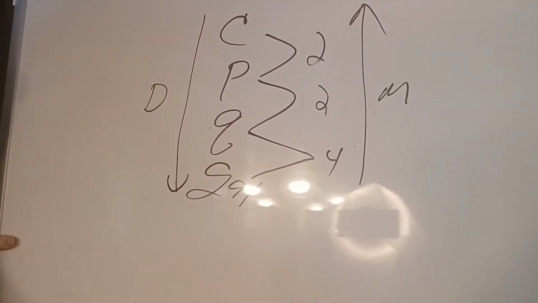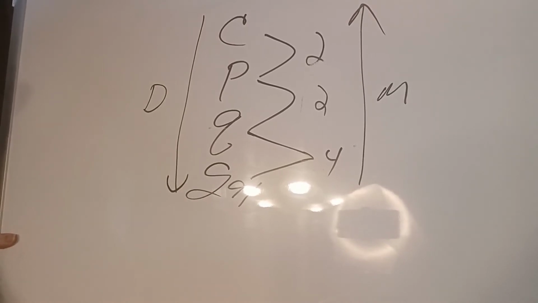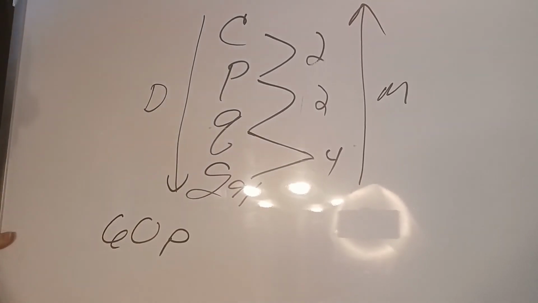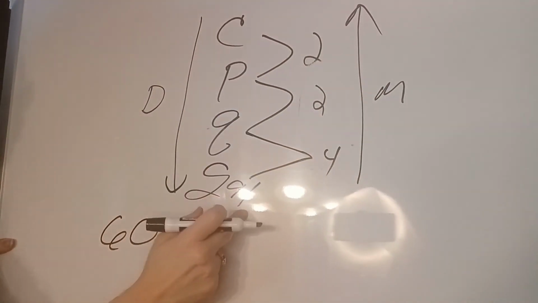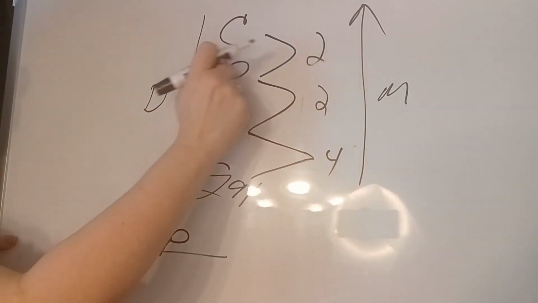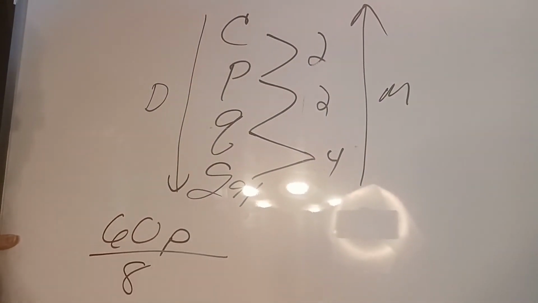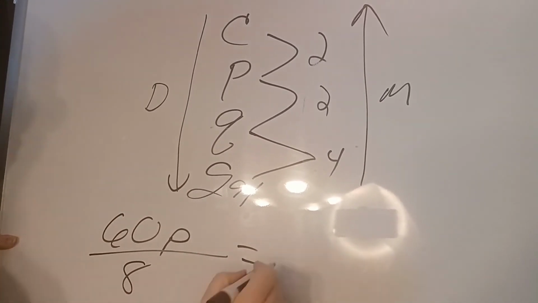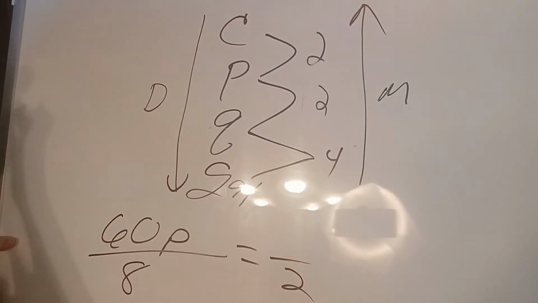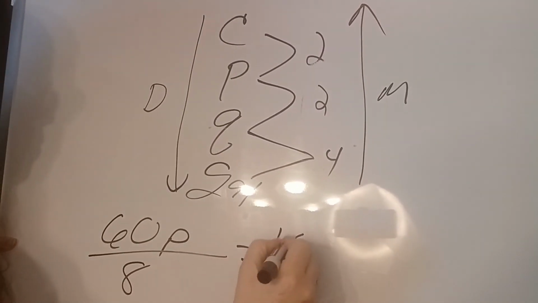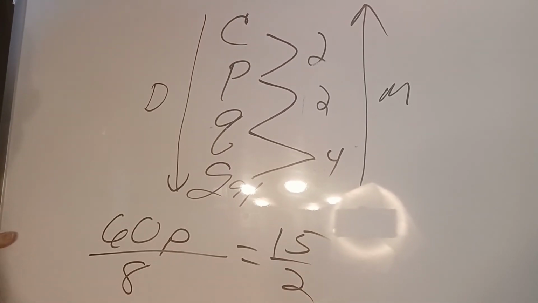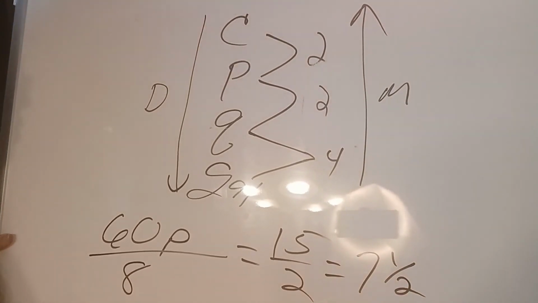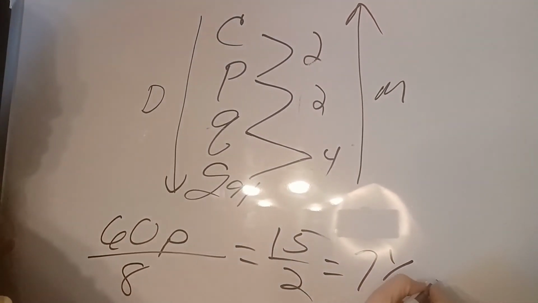One more. Let's take 60 pints. And we want to know how many gallons that is. Pints to gallons, we're going down, so we're going to divide. 2 times 4 is 8. So we have 15 over 2, which is 7.5. 7.5 gallons.